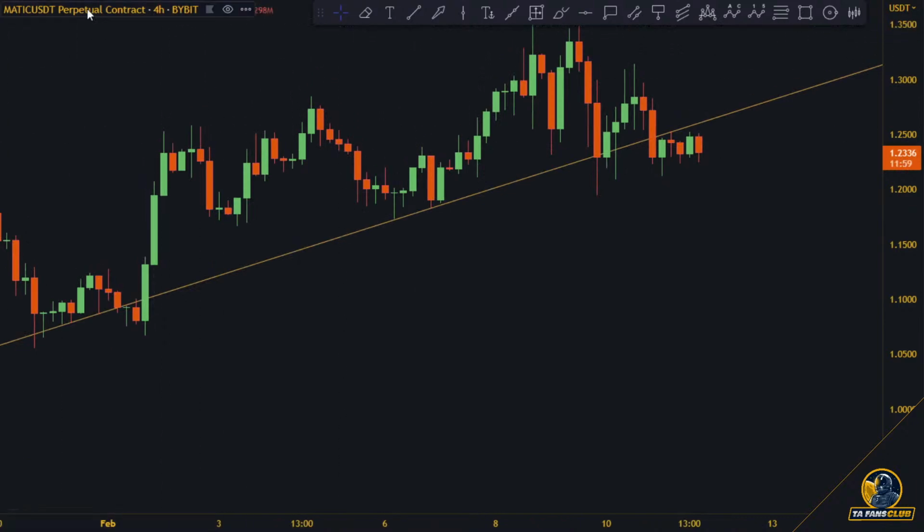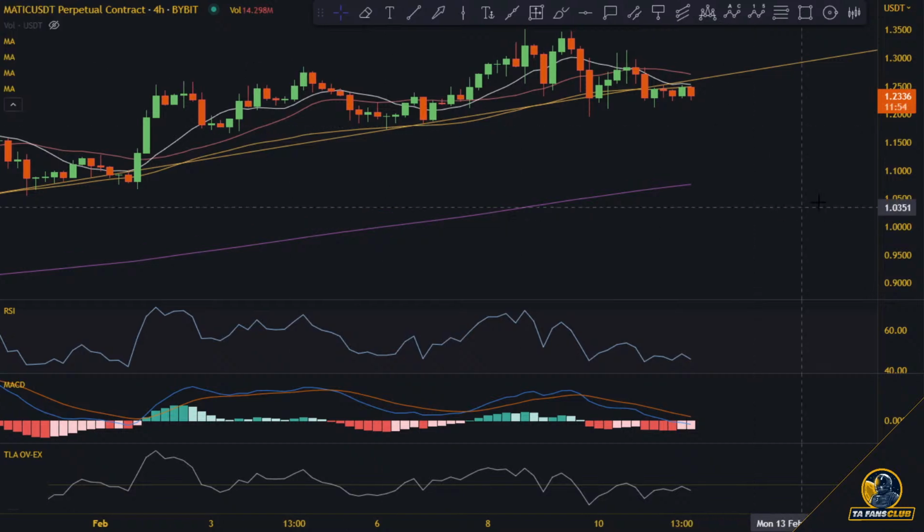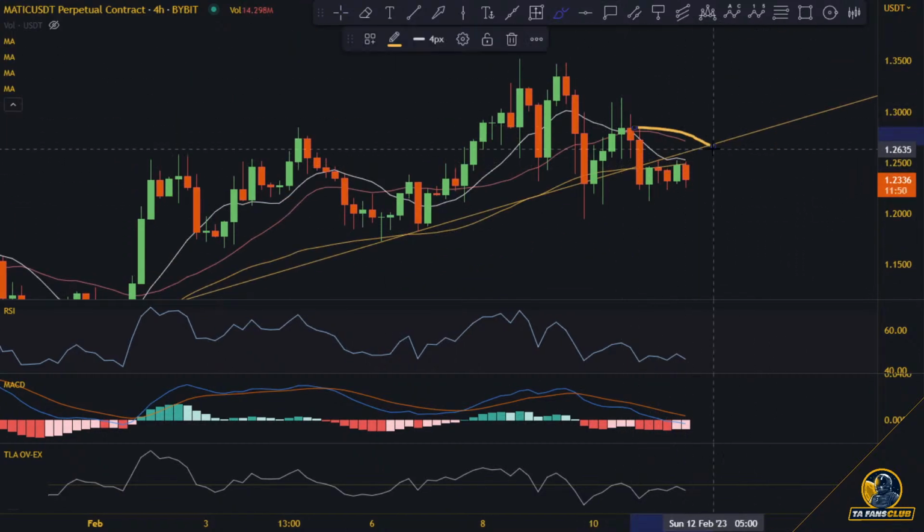See up here. Right now we're getting squeezed below the moving averages. Right now these moving averages are turning towards us. So how can we be bullish on this up here?